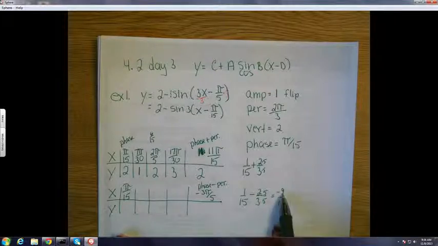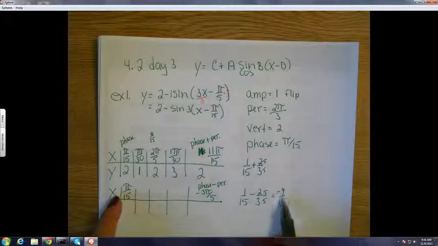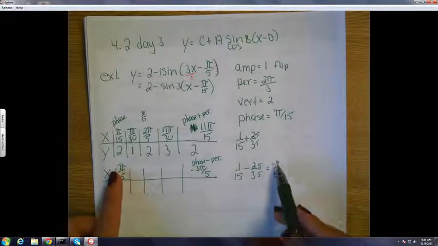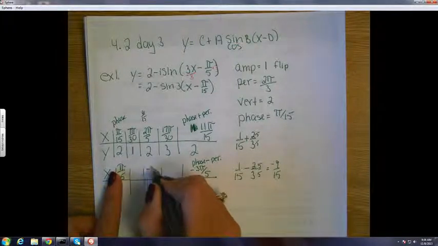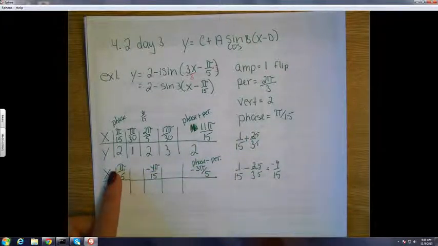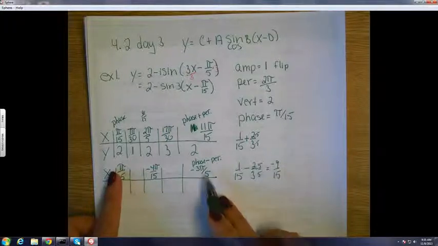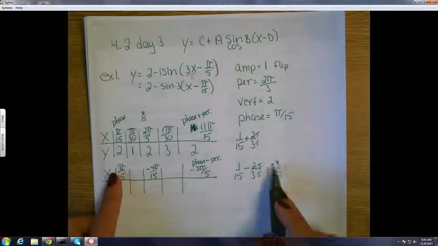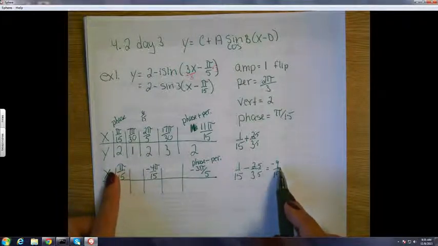Okay, averaging. I'm going to go with my negative 9/15 that I wrote over here because it's got the common denominator. So adding 1 plus a negative 9, that's negative 8/15. Half of that is negative 4/15. I'm just averaging, so it's 1/15 plus negative 9/15. So 1 plus a negative 9 is negative 8/15, and then half of that.